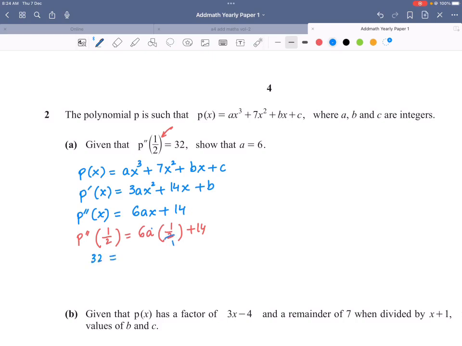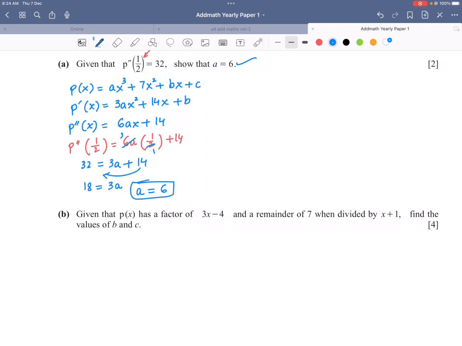32 is, 2 ones are 2, 2 3s are 6, so 3a plus 14. When you shift 14 to the left side, it will be 32 minus 14. It is 18. 18 equals 3a and a equals 6. That's what we needed to show here.